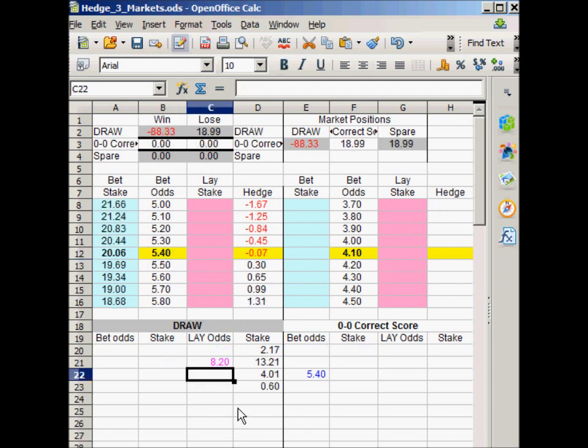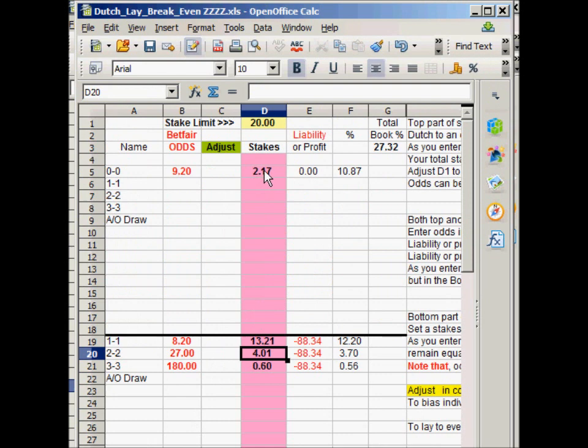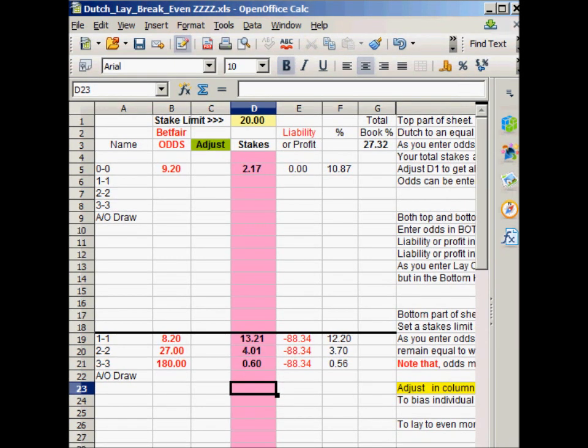Now I put our lay stakes of 2.17 for 0-0 into the sheet and 13.21 for 1-all, £4 and a penny for 2-2 and 60 pence for 3-3, which were the stakes that were in our Dutching sheet. 2.17, 13.21, 4.01 and 60 pence. And we've got a liability of 88.34 if we hit the winning score with one of these lays.